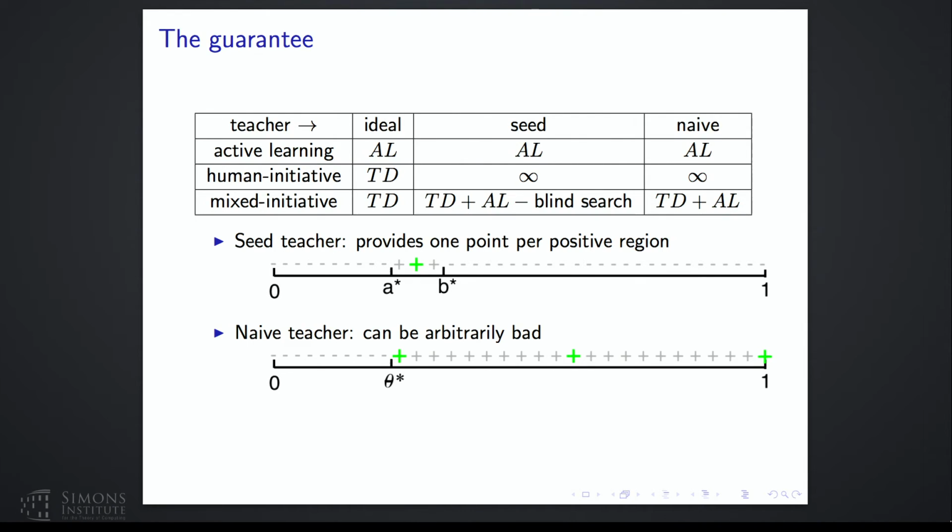But if you think about the algorithm I just showed you, we have a fallback guarantee in that you waste the initial TD iterations, and afterwards you still have active learning. Then you can force the human to eventually do the right thing. Okay?